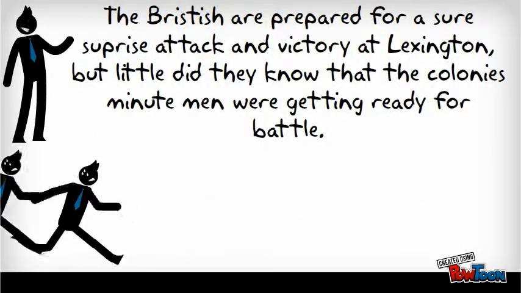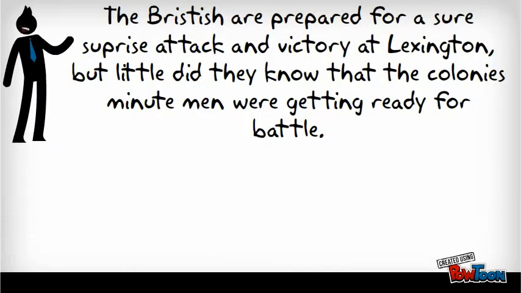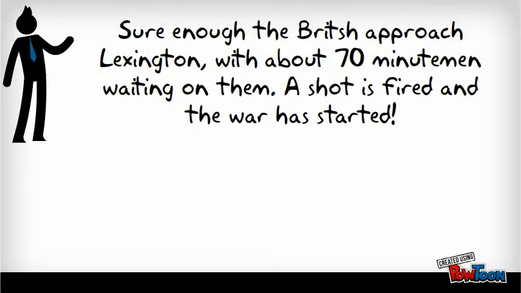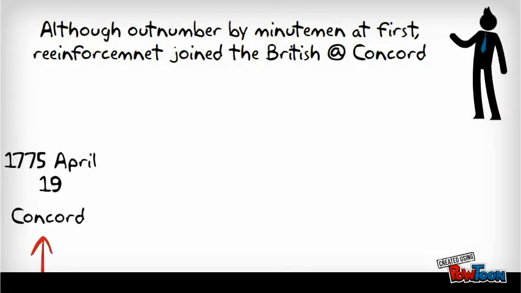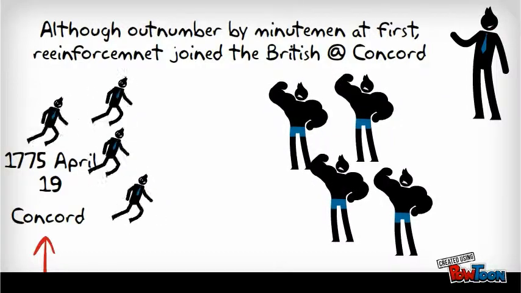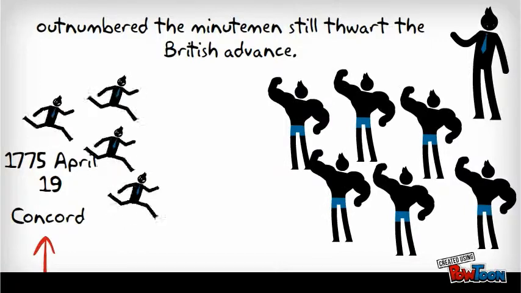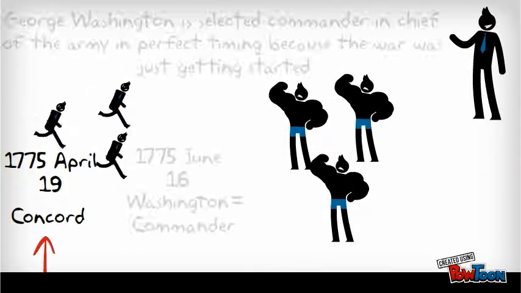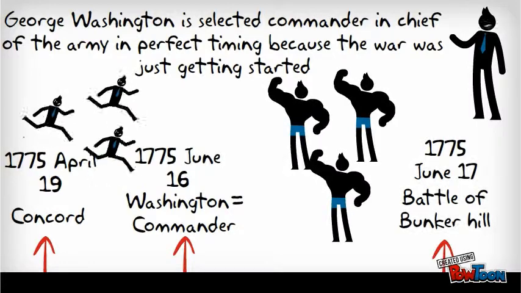The British are prepared for a sure surprise attack and victory at Lexington, but little did they know that the colony's Minutemen were ready for battle. Sure enough, the British approached Lexington with about 70 Minutemen waiting on them. A shot is fired and the war started. Although outnumbered by Minutemen at first, reinforcements joined the British at Concord. Outnumbered, the Minutemen still thwarted the British advance. George Washington is selected Commander-in-Chief of the Army in perfect timing because the war was just warming up.